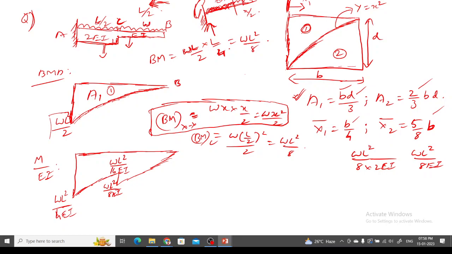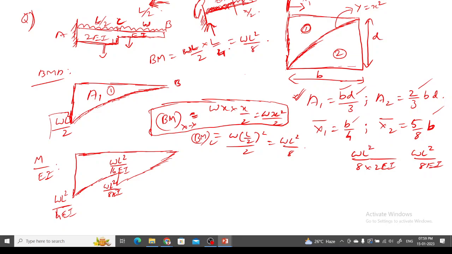What is the bending moment equation from the left hand side if I calculate? That will be complicated, so I am taking it from the right hand side. The net effect will be the same. Both will give the same effect, but the equations will be somewhat complicated when I take it from the left hand side.